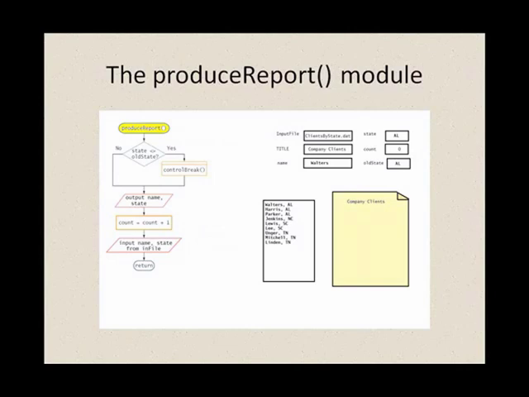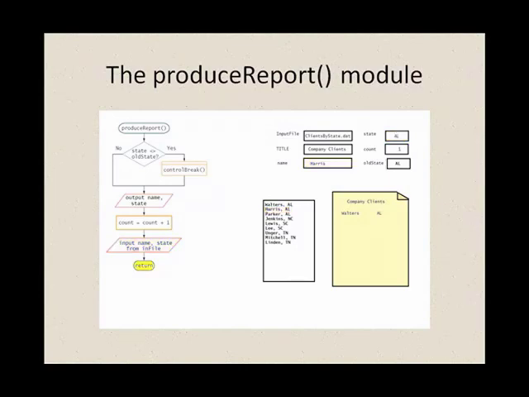Within the produceReport module, the first thing you do is compare the current state to the old state. The state in memory for the current record is Alabama, and the old state is Alabama because we just set them equal at the end of the getReady module. So it's not time to do a control break. State and old state are equal, so you output the name and the state from memory onto the report. That's Walters and Alabama. Then you add 1 to count, so count becomes 1, and you've produced 1 record. You can then input the next name and state from the input file. In this case, they're Harris and Alabama.